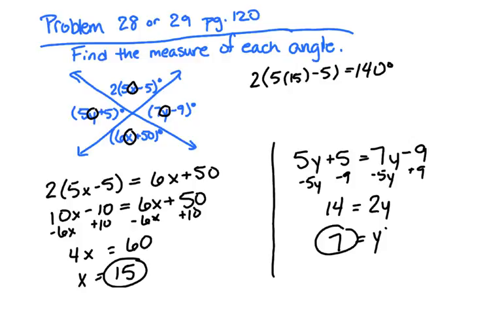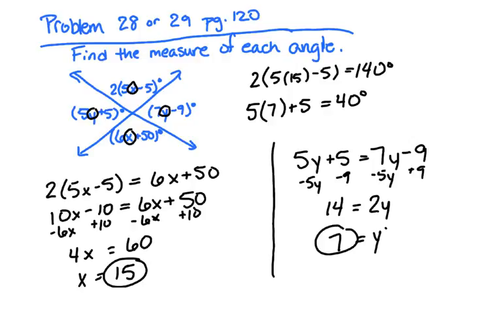And then plug in for y, our number 7. This is what we're going to get. We get 5 times 7 plus 5. Well, that's 40. And so our other two angles that have y in them are both 40 degrees.